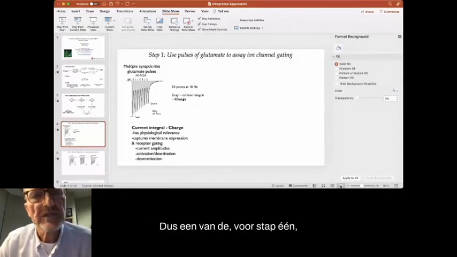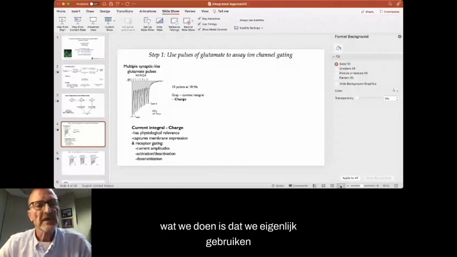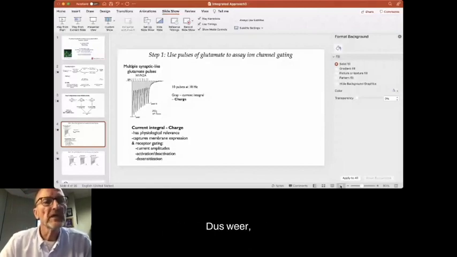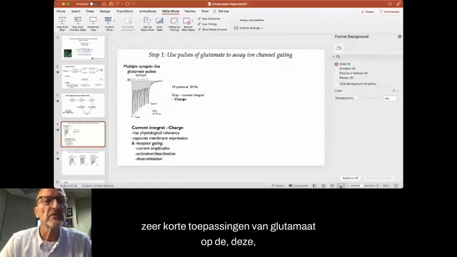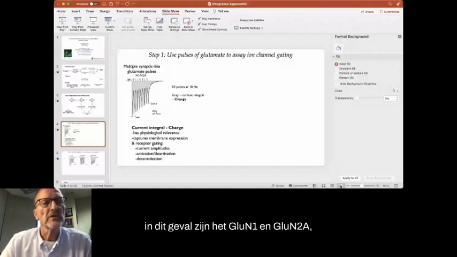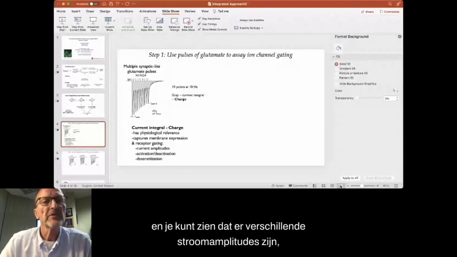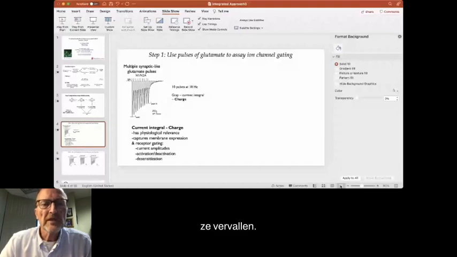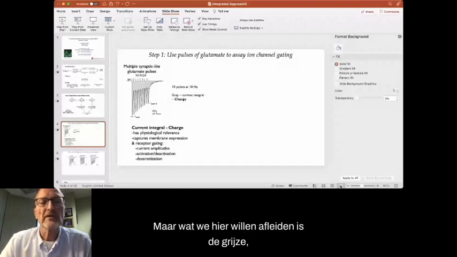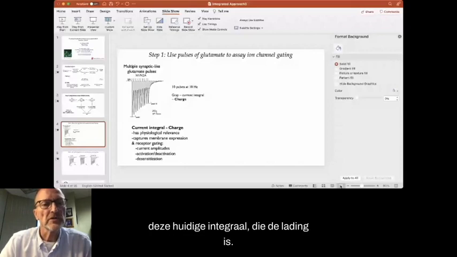For step 1, we're using pulses of glutamate. We're recording in the whole cell mode and applying synaptic-like pulses, very brief applications of glutamate, in this case to GLUN1 and GLUN2A. We're looking at these currents, and you can see there are various current amplitudes and they decay. But what we're interested in deriving here is the gray area, this current integral, which is the charge.